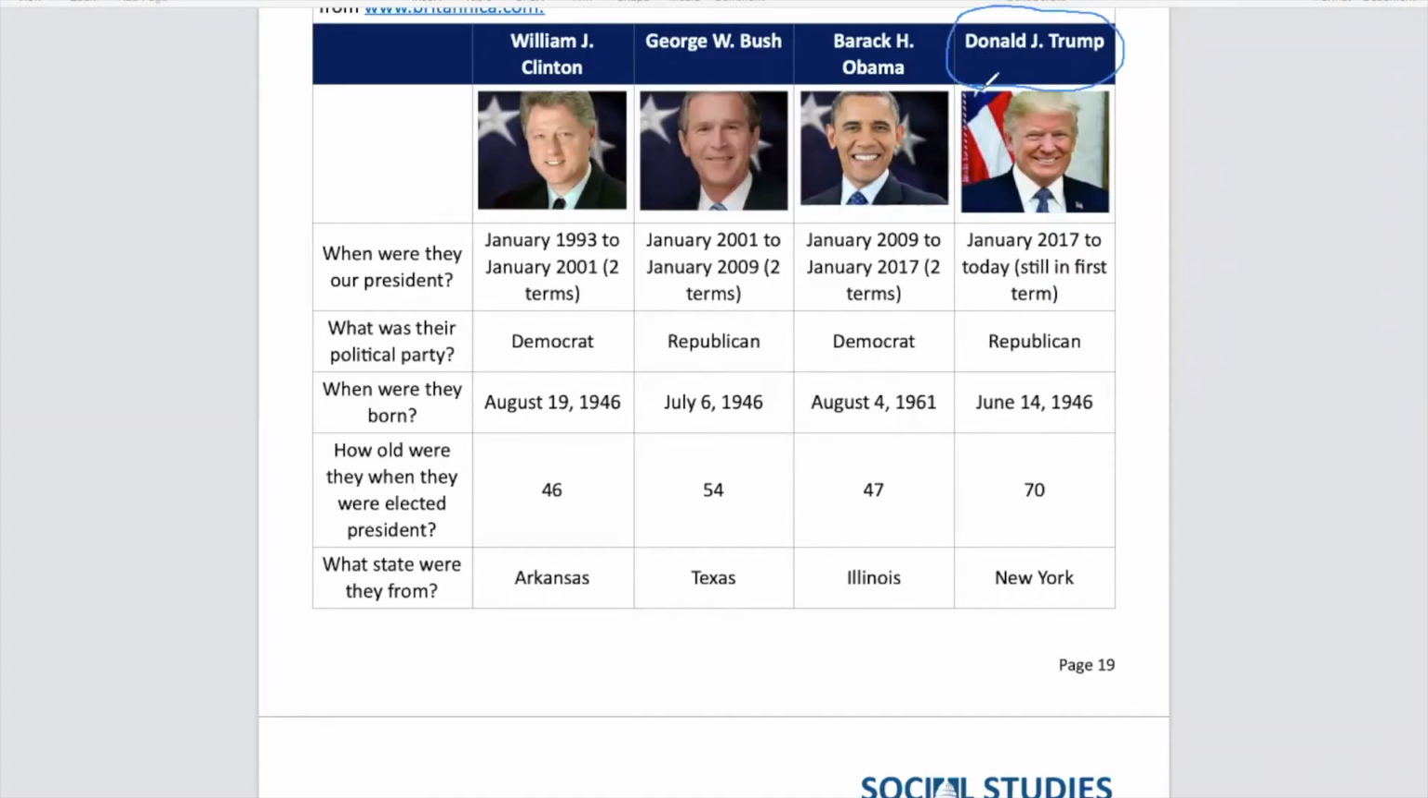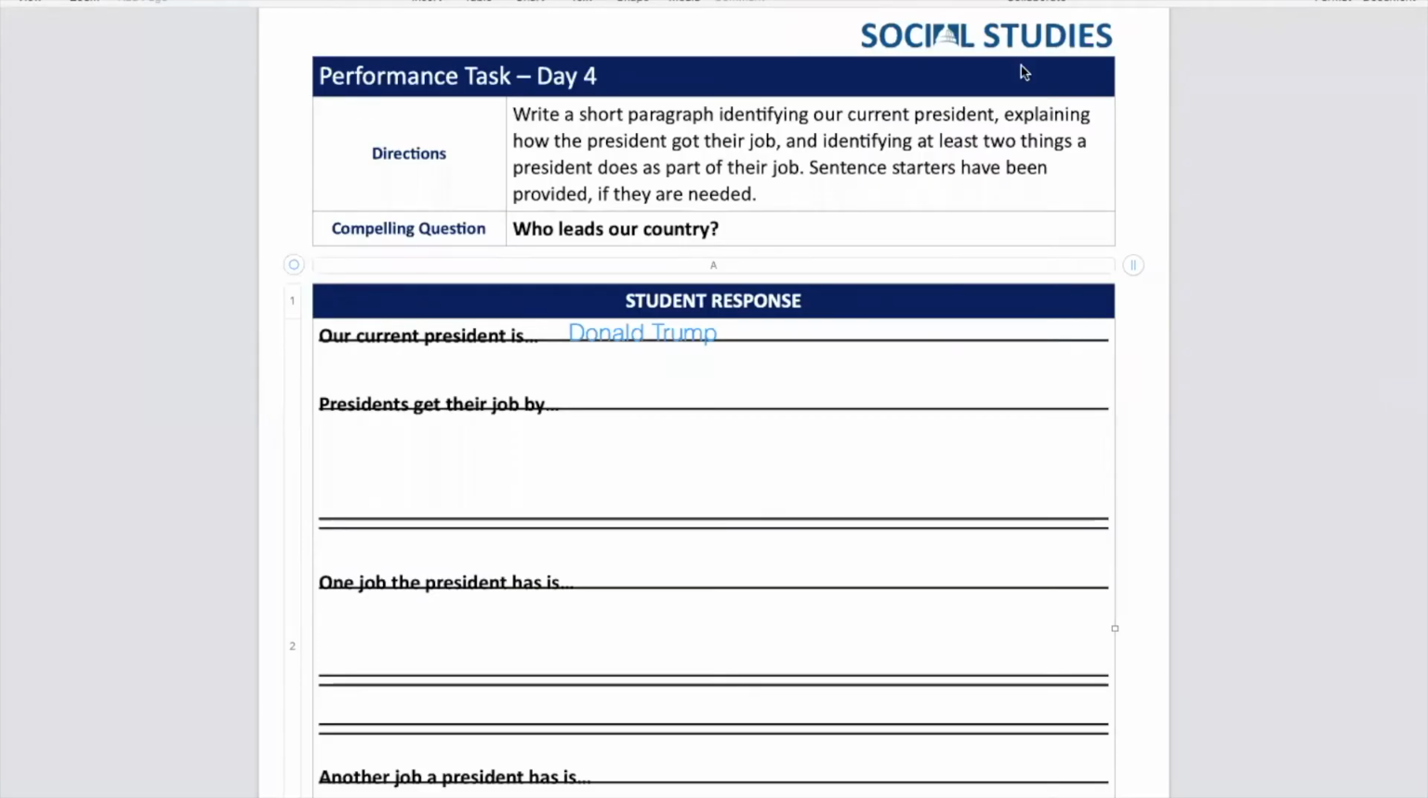Let's fill out our sentence starter. I filled in the answer Donald Trump and completed our sentence. Our current president is Donald Trump. Let's look at the next one.